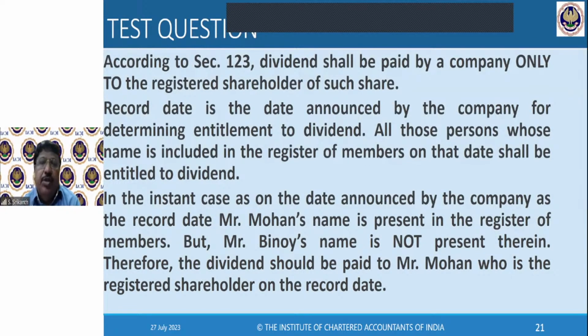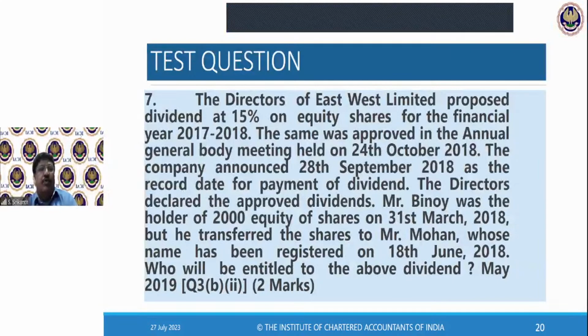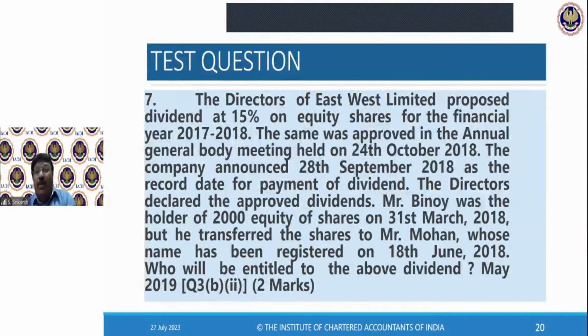According to section 123, the dividend shall be, this is the example, you have given the answer correctly. Okay. So Mr. Mohan, who is the registered shareholder only, will get. Binay will not get. See, Binay cannot say, hey boss, I was with you for the year now, so I should get. No. On that date, whoever is there will get it, which is why on 28th September, October itself, there will be a dividend record date.